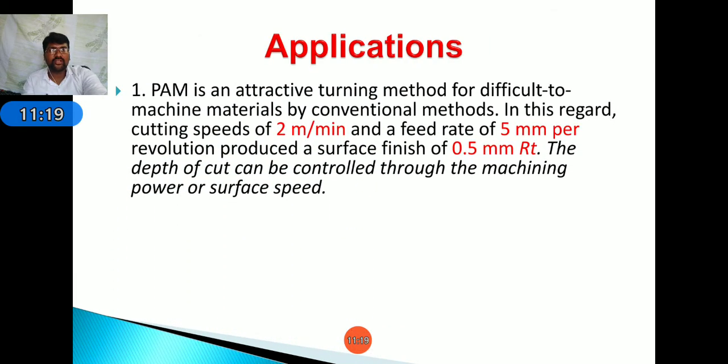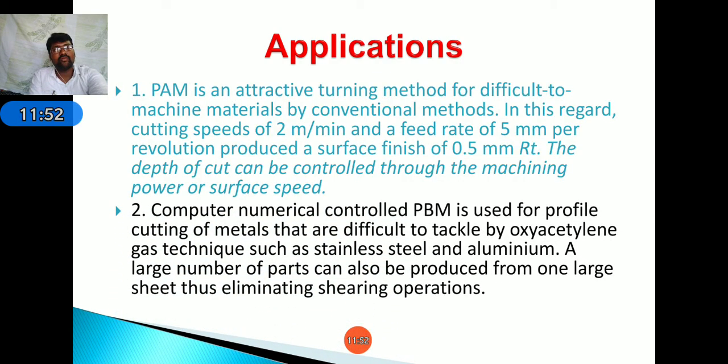Next, coming to applications. PAM is an attractive turning method for difficult to machine materials with conventional methods. In this regard, a cutting speed of 2 meters per minute and a feed rate of 5 per revolution produce a surface finish of 0.5 RT. Therefore, the depth of cut can be controlled through the machining power or surface speed. This is one of the applications of PAM.